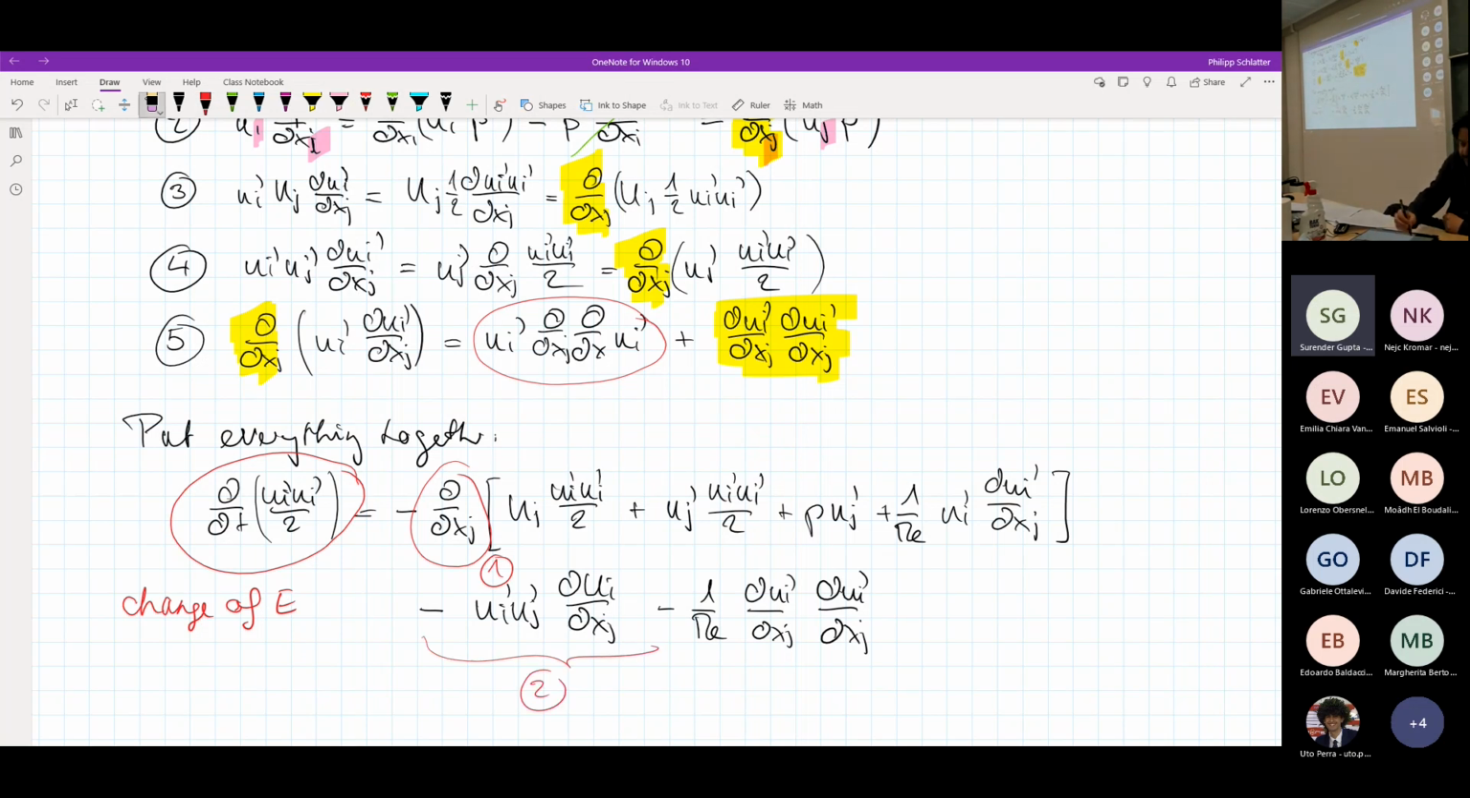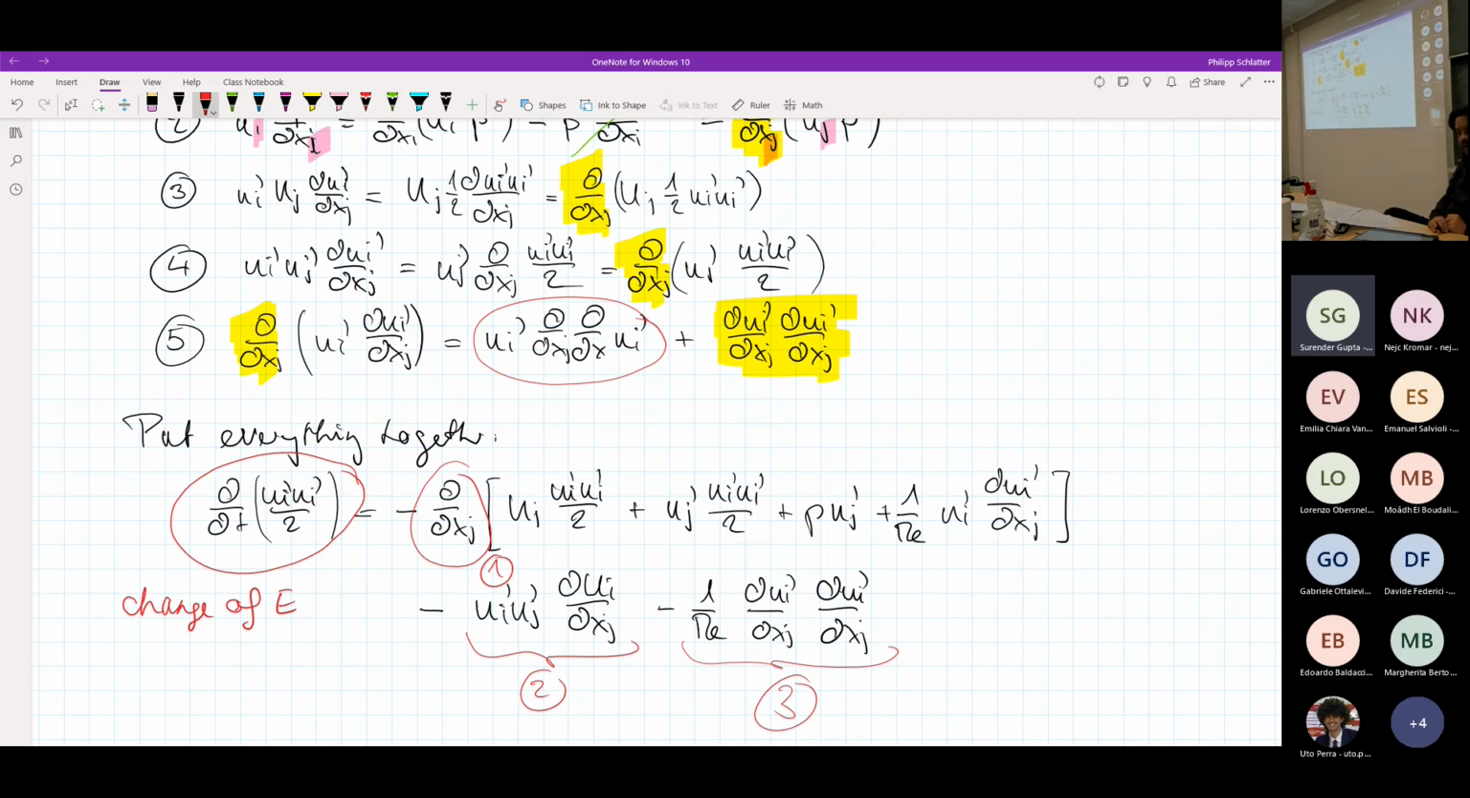Then I have this term here, which for the time being, I just consider as the fluctuations or the perturbations multiplied with each other times the mean flow gradient. And then I have the third term here, which is 1/2 of the viscous term.